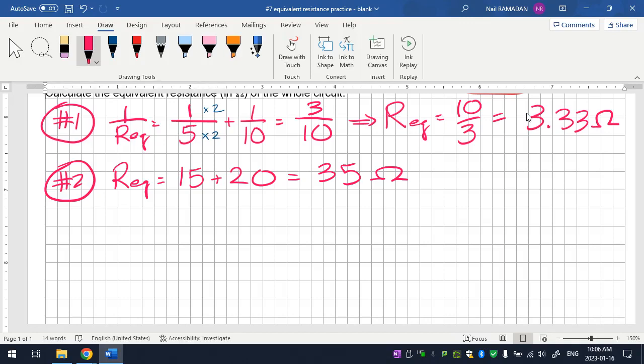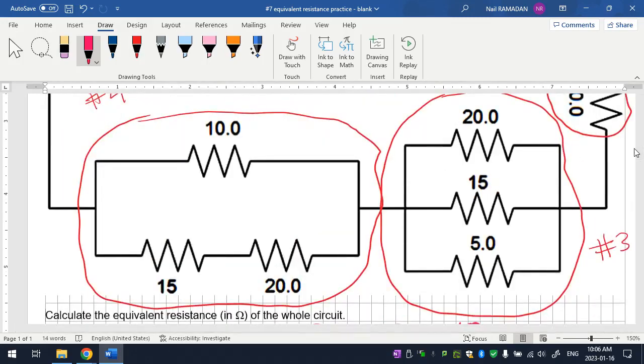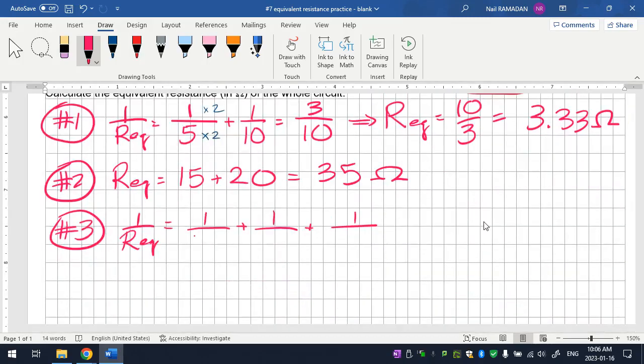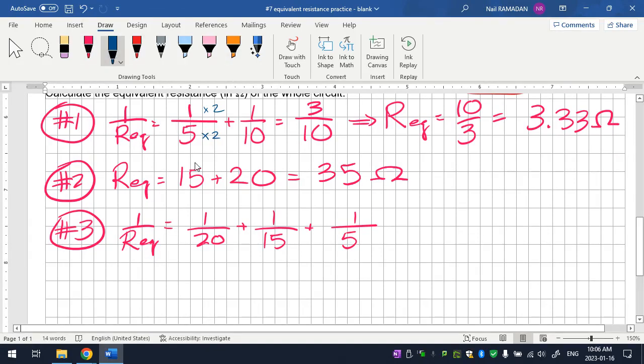All right. Group number 3. What's the deal with group number 3? It's a 3-line parallel, so I need 3 fractions. So go ahead. 1 over REQ equals 1 over plus 1 over plus 1 over. What do we have? 20, 15, 5. What's a common denominator of 20, 15, and 5? 60 is the lowest number they can all get up to. So go ahead, everyone. So 60 means what? I need a 3 here. Sorry, times 3 here, which times 3 here.